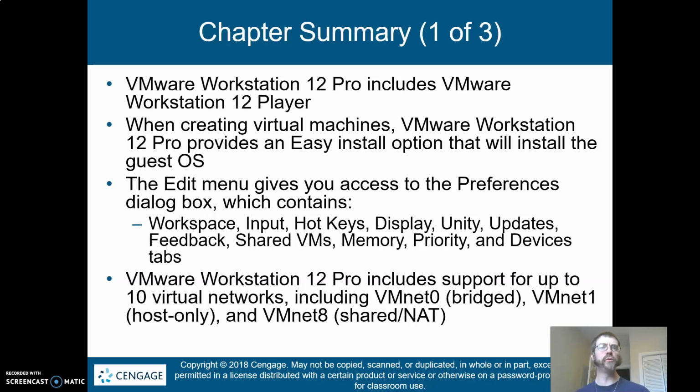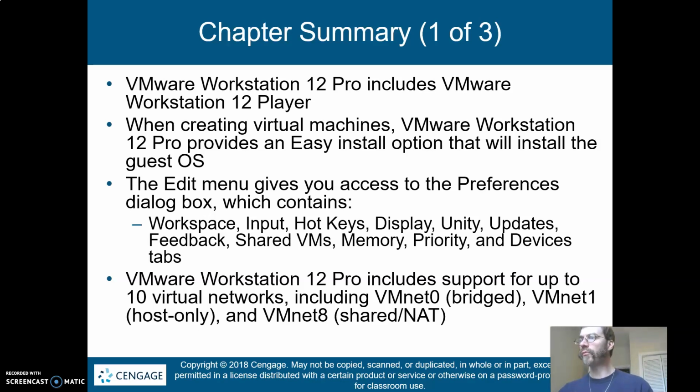Your edit menu will give you the preferences dialog box. These are global preferences, not specific to a given machine. VM Workstation Pro supports up to 10 virtual networks, including VMnet 0, which is bridged, VMnet 1, which is host only, and VMnet 8, which is shared. I think, essentially, if you create a LAN segment, it kind of ends up in host only mode, but those devices can still talk to each other.